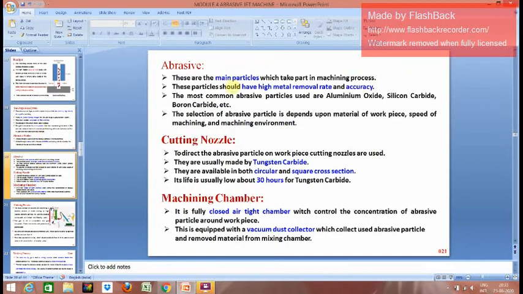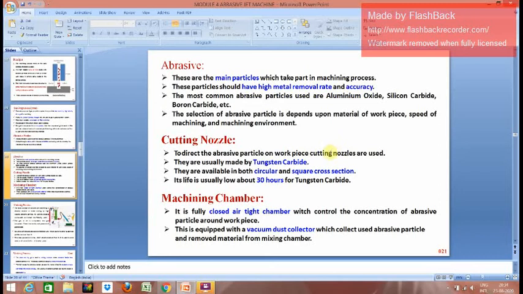Next, abrasive. What is this abrasive? These are the main particles which take part in the machining process. These particles should have high MRR, that is material removal rate, and very high accuracy. The most common abrasives are aluminum oxide, silicon carbide, and boron carbide. The selection of the abrasive particle depends on the material of the workpiece, the speed of the machining, and the machining environment.